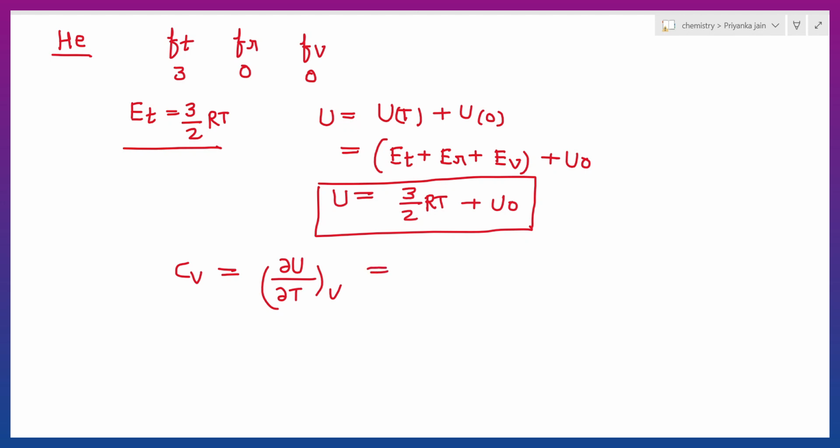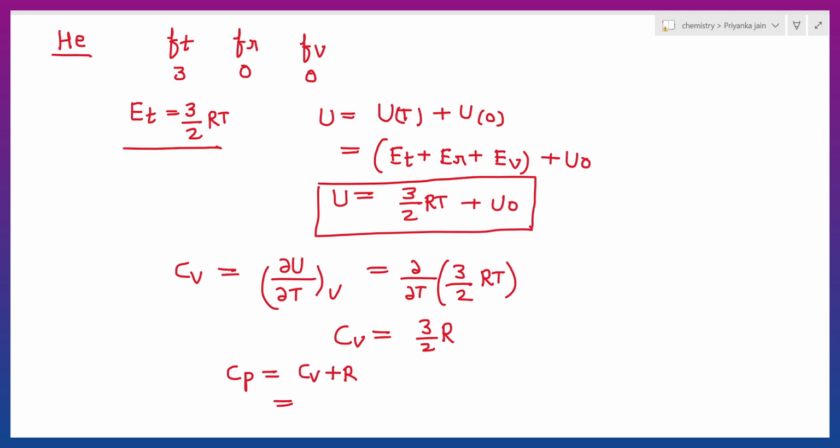Just do the differentiation with respect to temperature of 3 by 2 RT. So what you are getting? This value will be equal to 3 by 2 R. So this is the value of Cv. Now you want to find out the value of Cp. So Cp will be equal to Cv plus R. So this comes 3 by 2 R plus R. It means its value will be equal to 5 by 2 R. So this is the value of Cp.